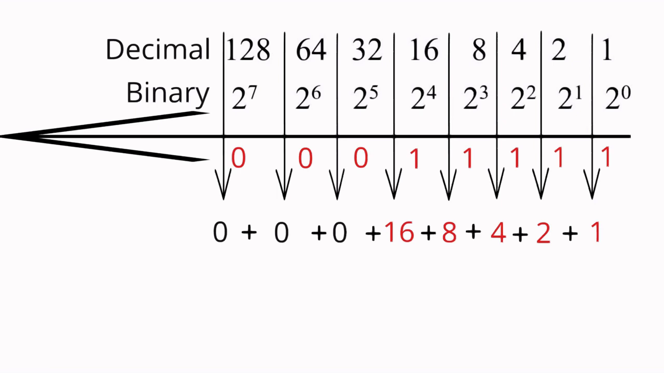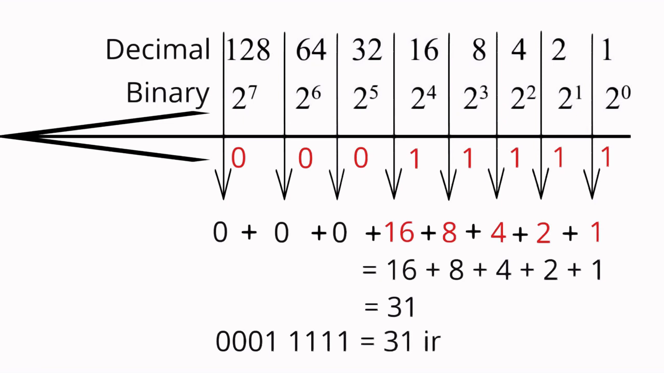Now we're going to add up our results. So from left to right, we have 16 plus 8 plus 4 plus 2 plus 1, which is going to give us 31. So that means that the binary number 000111111 is equal to decimal number 31.